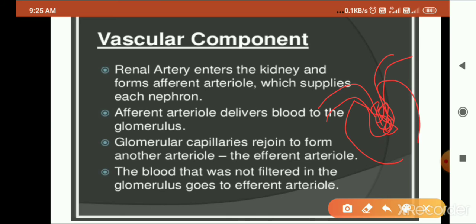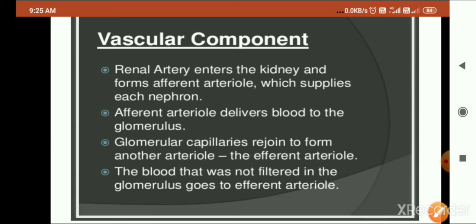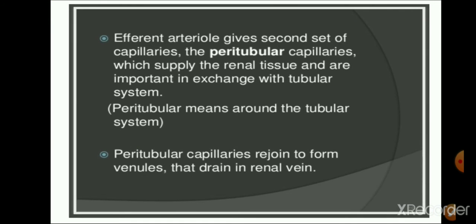The afferent arteriole delivers blood to the glomerulus. Glomerular capillaries join to form another vessel, the efferent arteriole. The blood that was not filtered goes to the efferent arteriole. The efferent arteriole gives rise to a second set of capillaries, the peritubular capillaries, which supply blood to the renal tissue and are important in the exchange with the tubular system.